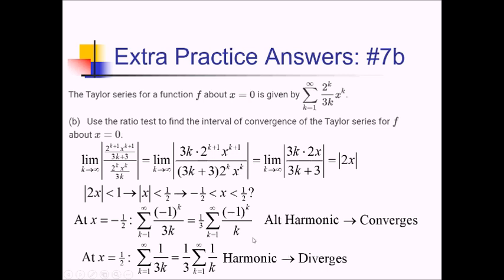So at the end of the day here, we are converging at negative 1/2, but not 1/2. So then our final interval of convergence will be negative 1/2 less than or equal to x less than 1/2.